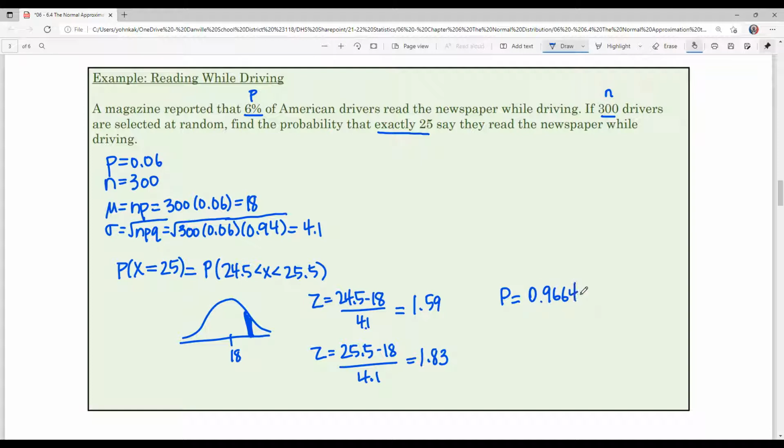0.9664. If I look up my second z-score on my table, that's going to give me 0.9441. If I subtract those, I get 0.0223. I would expect my probability to be slightly lower because I am looking for exactly 25. That's a pretty small window of probability. So having a 2% chance that it's exactly 25 doesn't really seem all that unlikely.